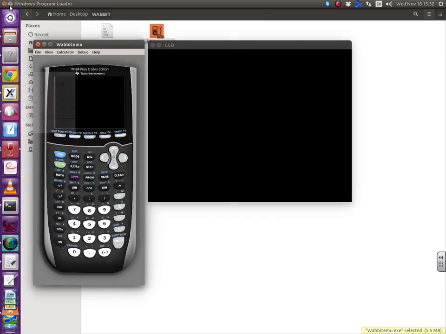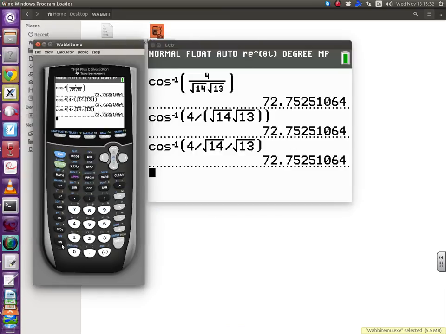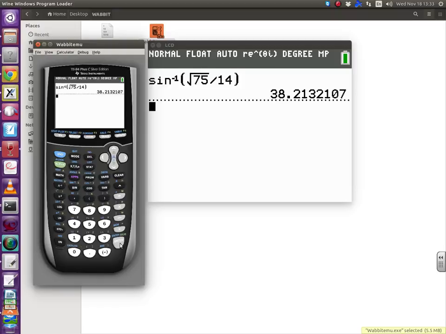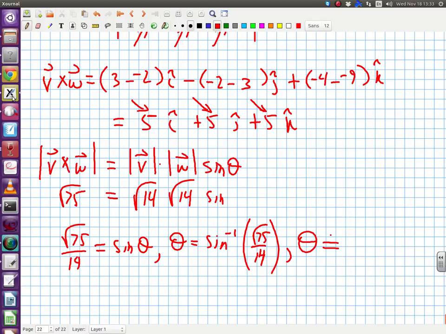Okay. So where's my calculator? So, clear all of this. So second sine of rad 75, get out of the rad, divided by 14, and you get 38.213 degrees. So let's write that. Approximately, remember the dot equals if you're rounding off. 38. Whoops, I wrote it wrong. 38.213 degrees. There you go.